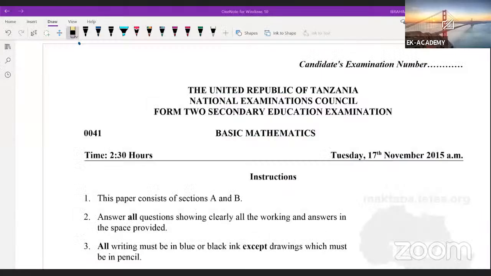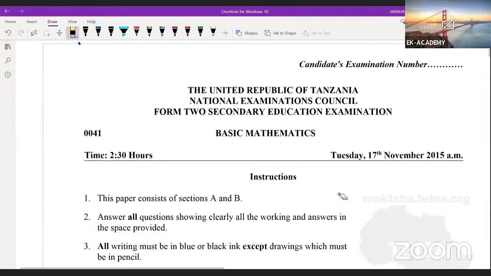And today we are going to continue with another session of mathematics. This is from two national exams. What we are going to see today is Form 2 Necta 2015. And so here we go.